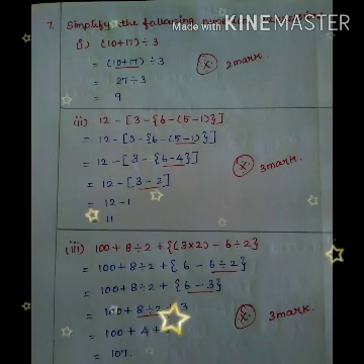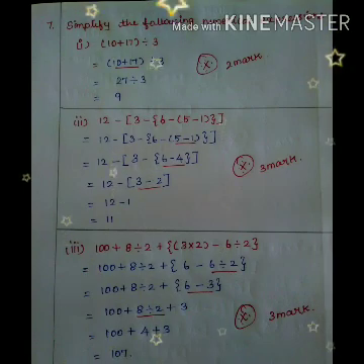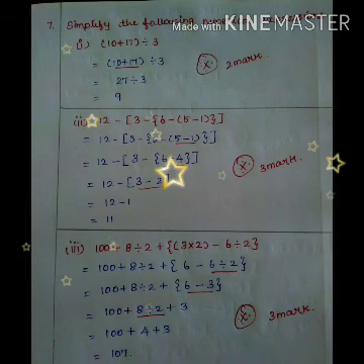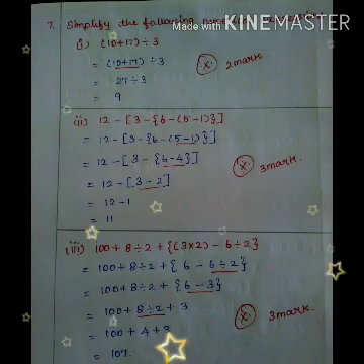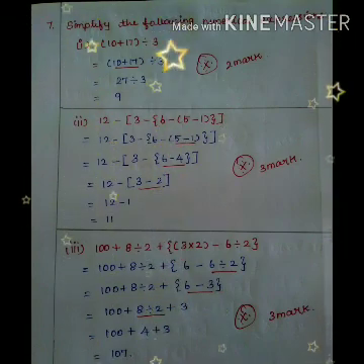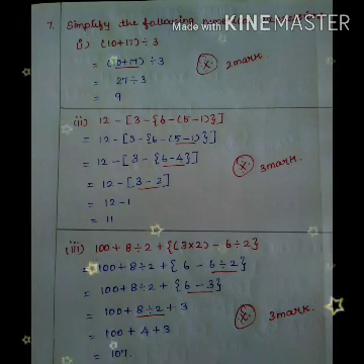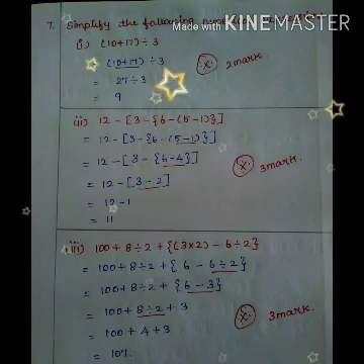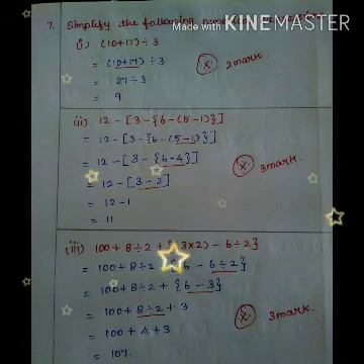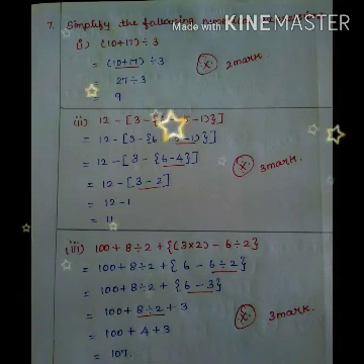Okay, next question. 2 minus bracket 3 minus bracket 6 minus bracket 5 minus 1, close bracket, and then close bracket. In that question they have given 3 close brackets. First, see the solution. I have written the question: 2 minus bracket 3 minus bracket 6 minus bracket 5 minus 1, close bracket, close bracket, close bracket.